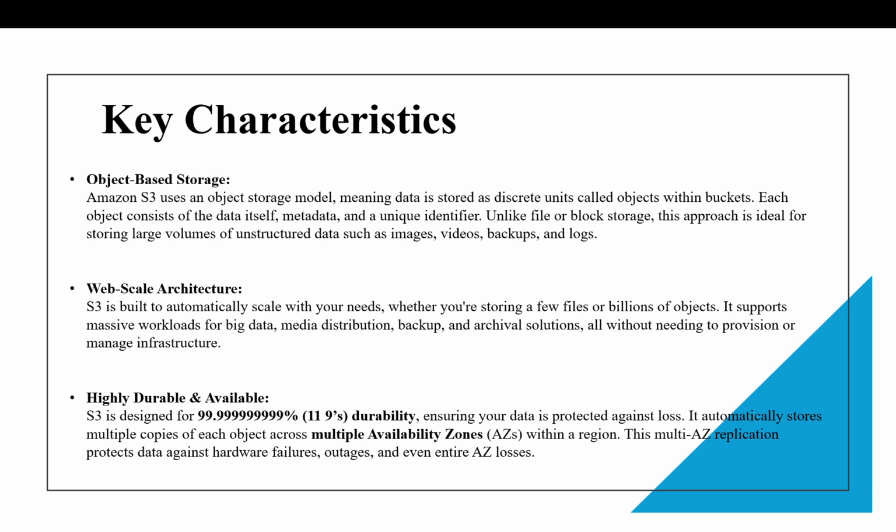Key characteristics: object-based storage. Amazon S3 uses an object storage model, meaning data is stored as discrete units called objects within buckets. Each object consists of the data itself, metadata, and a unique identifier. Unlike file or block storage, this approach is ideal for storing large volumes of unstructured data such as images, videos, backups, and logs.